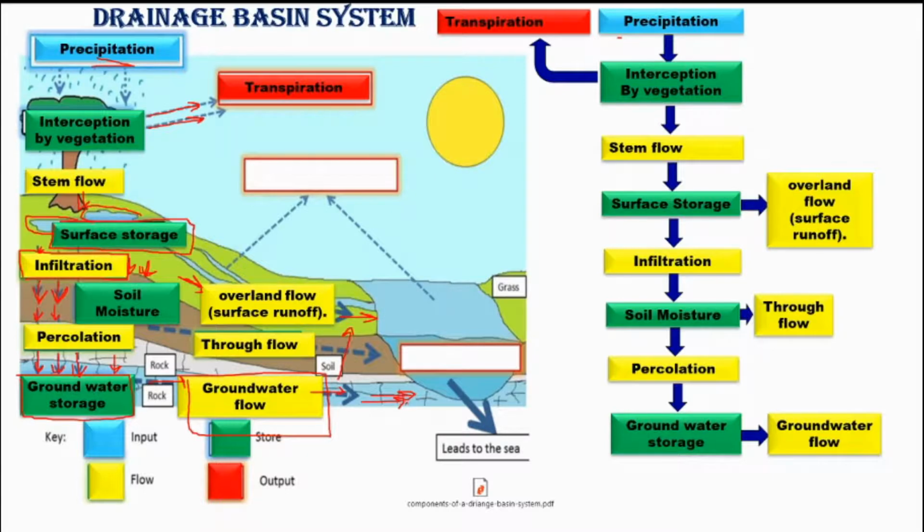Okay, now let's go to the next one. Overland flow. On a slope, this surface water will flow downhill towards the river, producing overland flow or surface runoff. Overland flow is a relatively quick process when the soil is saturated and the rain continues to fall. The rainfall will then produce surface runoff. This runoff is called saturated overland flow.